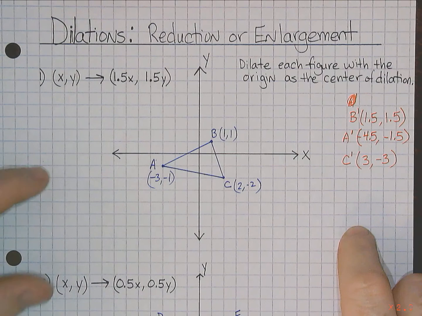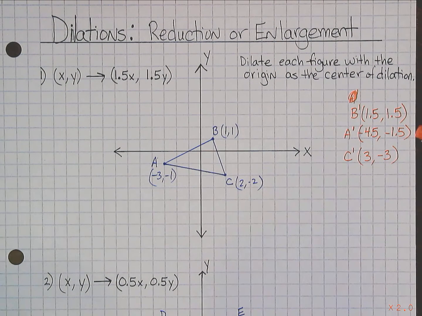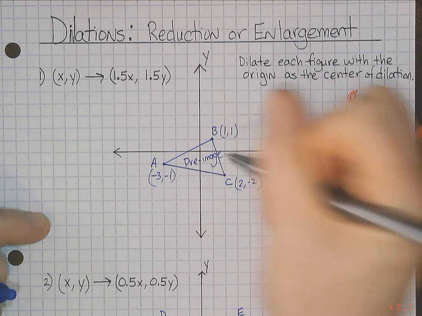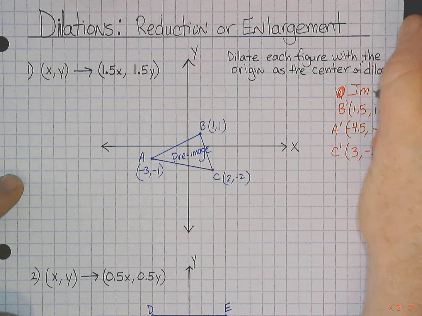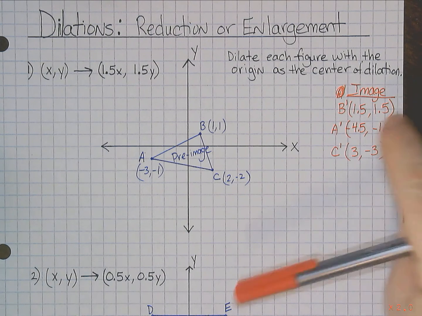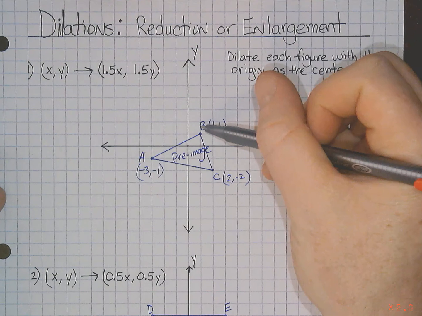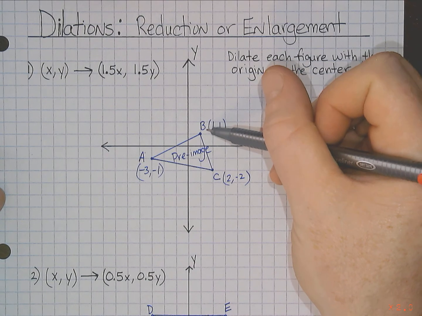And then what you're going to do is take those new ordered pairs. This is your pre-image. And this is the new image. We're going to take those ordered pairs and plot them here. So let's look for B prime. B prime is going to be 1.5, 1.5. So 1.5 is right here, and then 1.5 is going to be about right here.